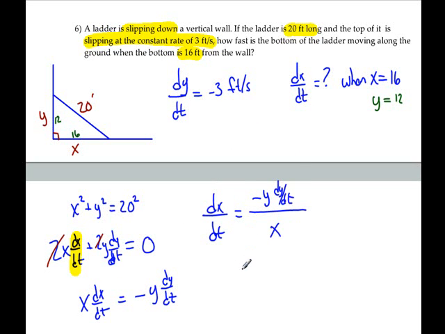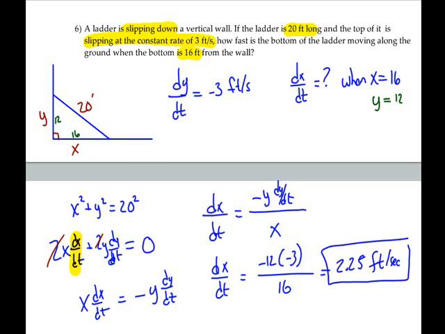I have values for everything on the right, so let's go ahead and substitute those and calculate. The opposite of y would be negative 12. dy dt is negative 3, and x is 16. I'll go ahead and calculate, and what we get here is 2.25. So that's 2.25 feet per second is how fast that ladder is moving out away from the wall. 2.25 feet per second. That is number 6.